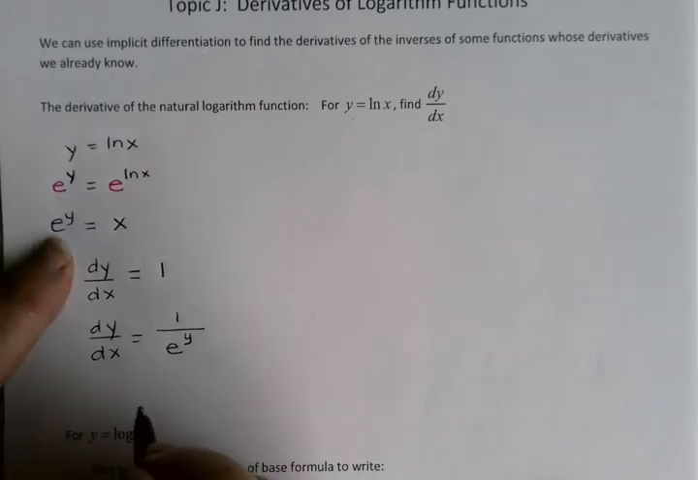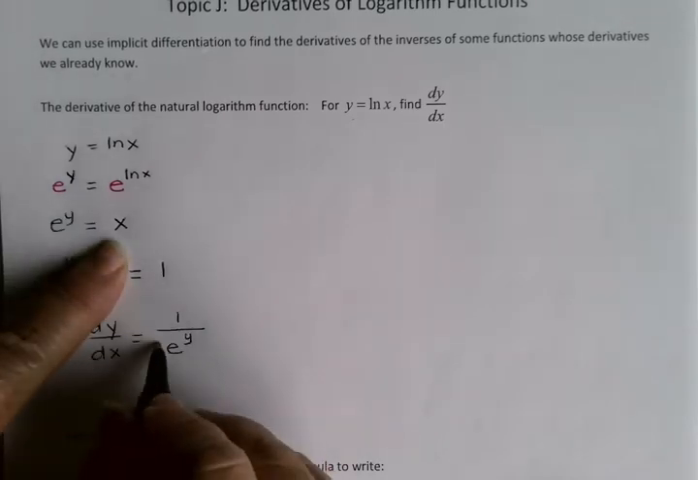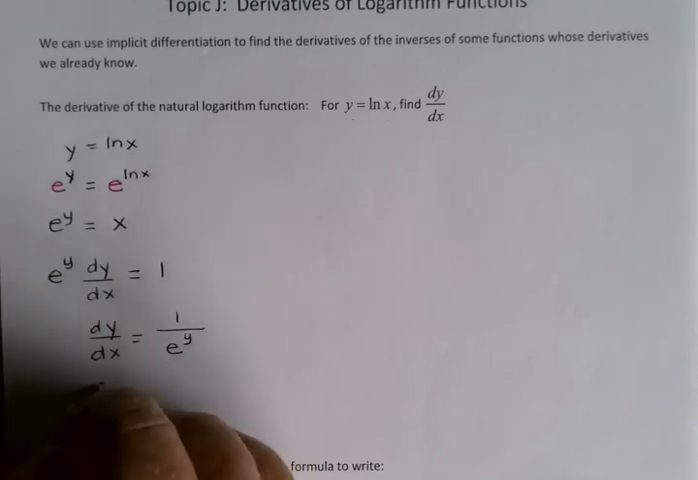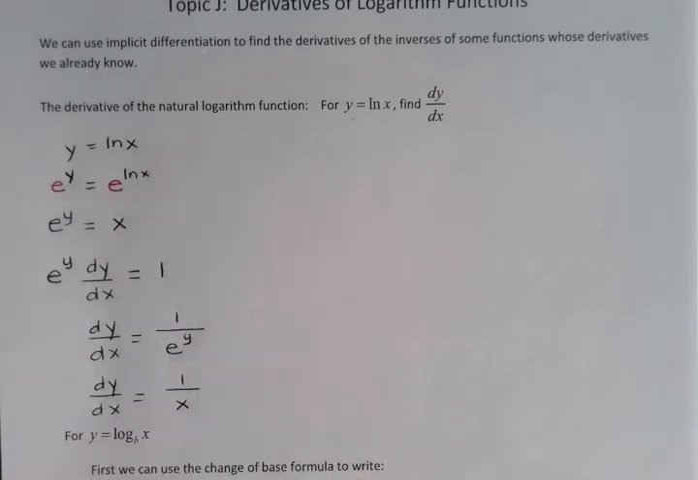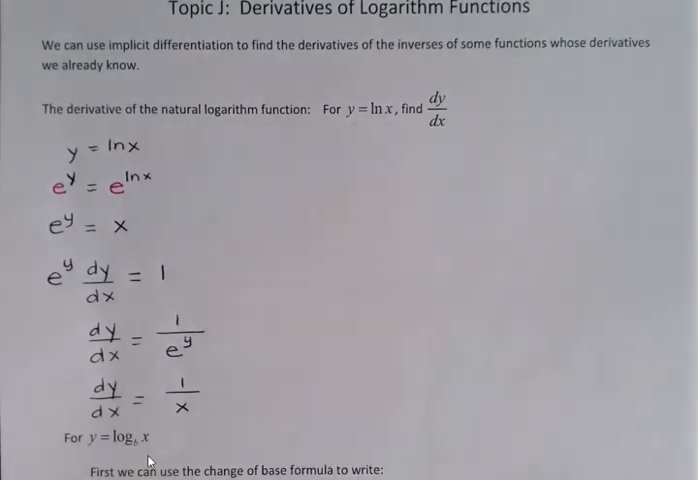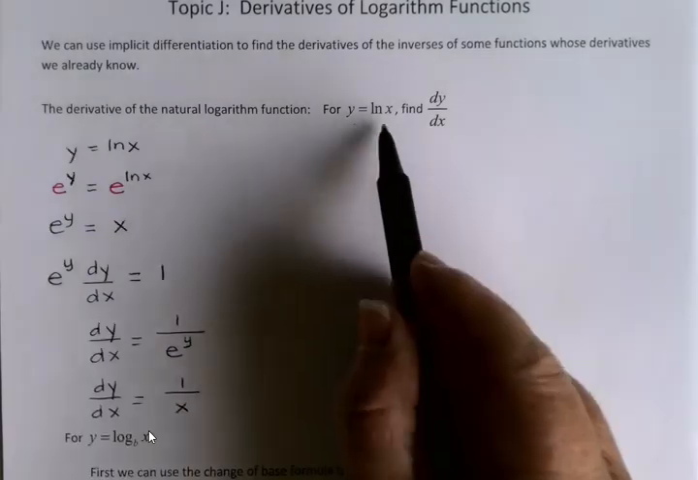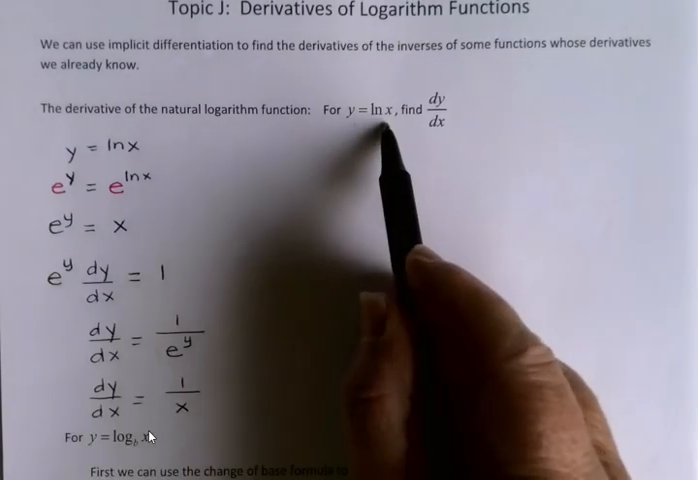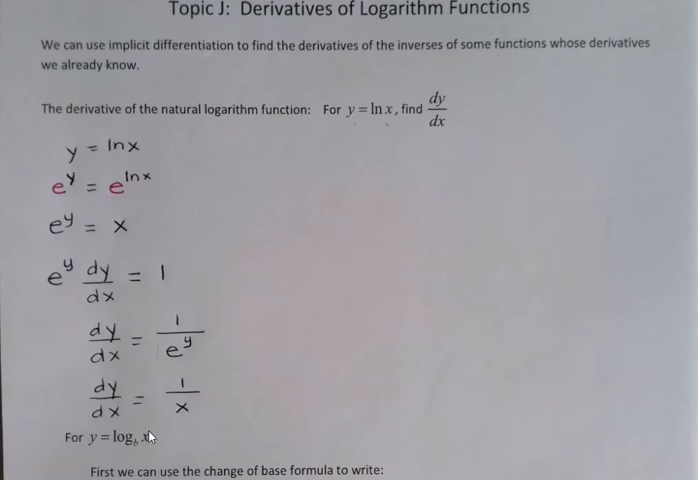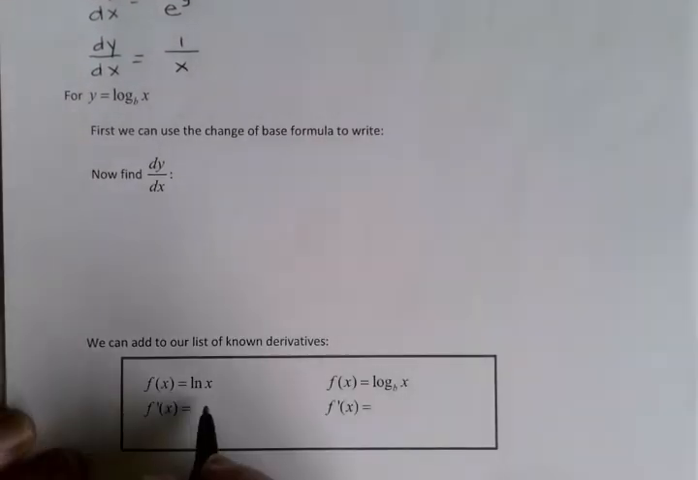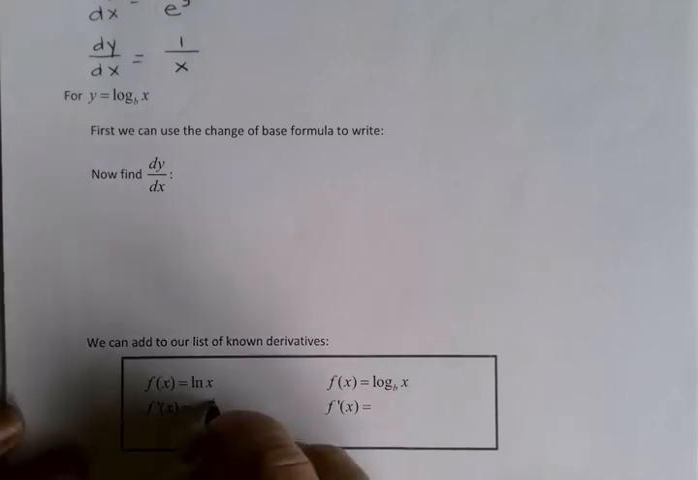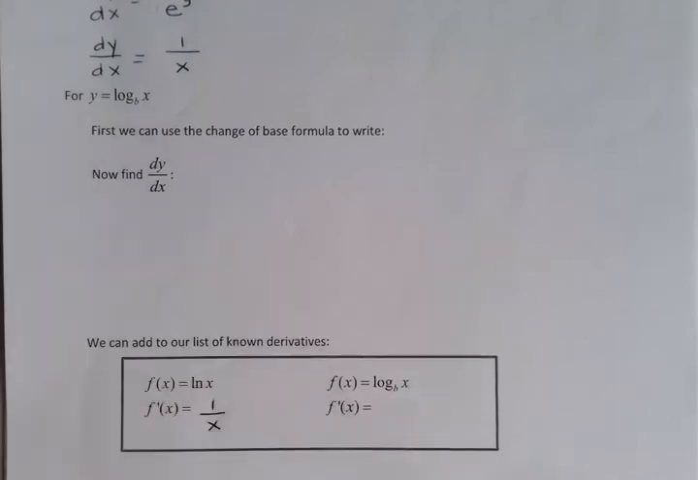But e to the y is the same as x, right? So I could just replace that e to the y with an x. And I have the unusual situation where I did a derivative implicitly, but I got an answer that just contains x's, which is great. So our conclusion is that the derivative of the natural log of x is 1 over x. So down here, let's fill that in the little chart. If f of x is ln x, then f prime of x is 1 over x.